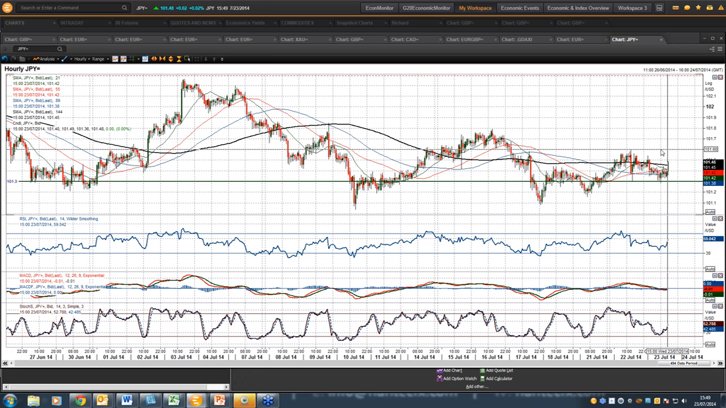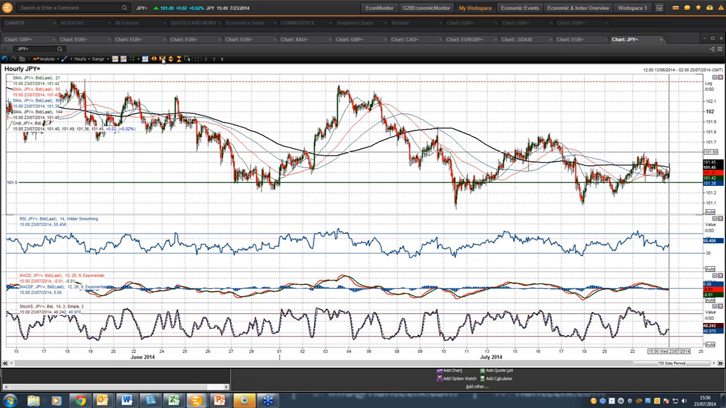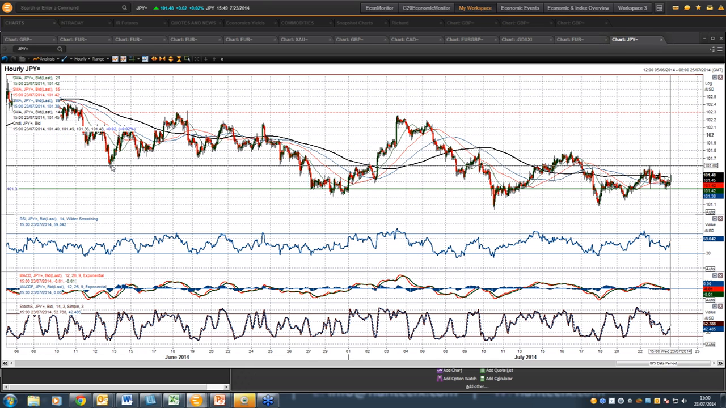101.60 hit bang on. If you zoom out, 101.60 is quite a common feature on dollar yen. Had support, became resistance. Didn't really do a great deal here, but again became resistance. A little bit of support back here, and then resistance again. So it is a common theme on dollar yen.